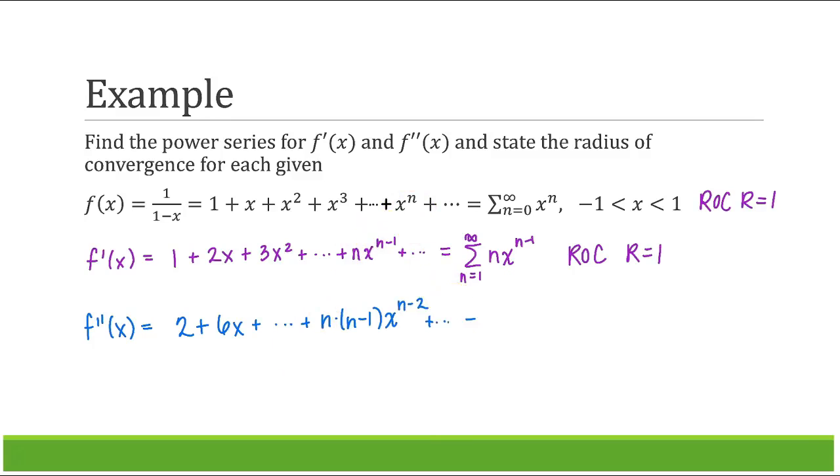So this would be the general term, which helps me write the condensed format, the summation notation, which will start at n equals 2. So anytime I differentiate, I'm going to move that starting index up 1. So n equals 2 to infinity of n times the quantity n minus 1 times x to the power of n minus 2. And again, that radius of convergence is going to be 1. We don't know the interval of convergence without testing the endpoints. But we're only asked for the radius of convergence.